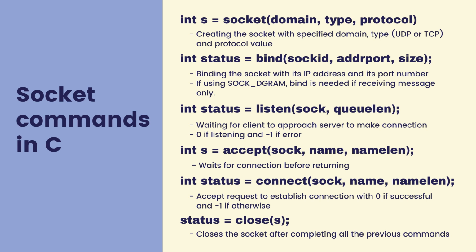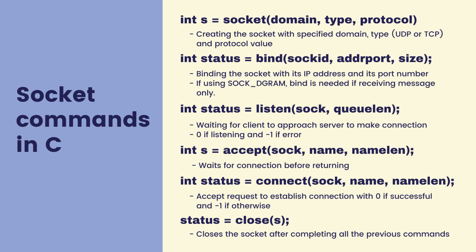Then we have int status = listen(sock, qlen) with sock and qlen as the parameters, which is waiting for a client to approach the server to make a connection. The value will be 0 if listening and -1 if an error occurs.